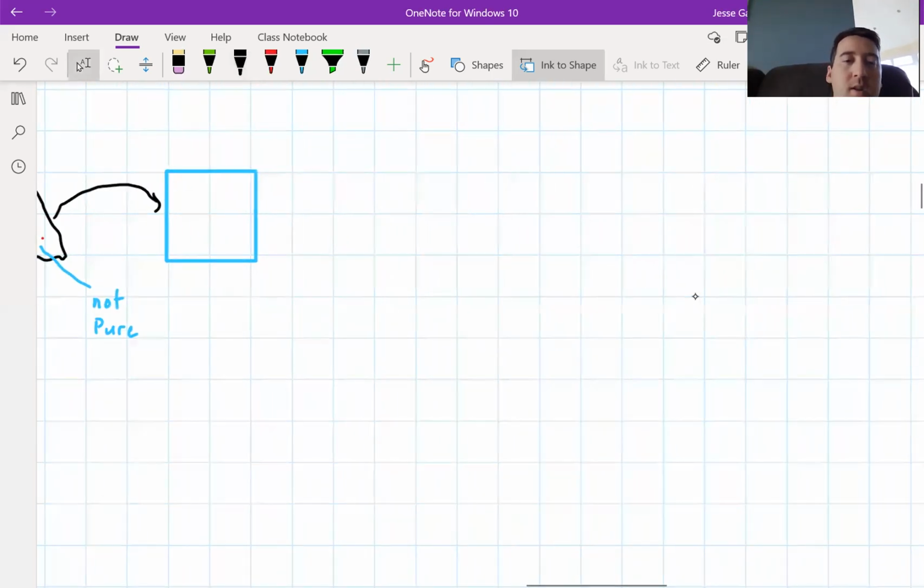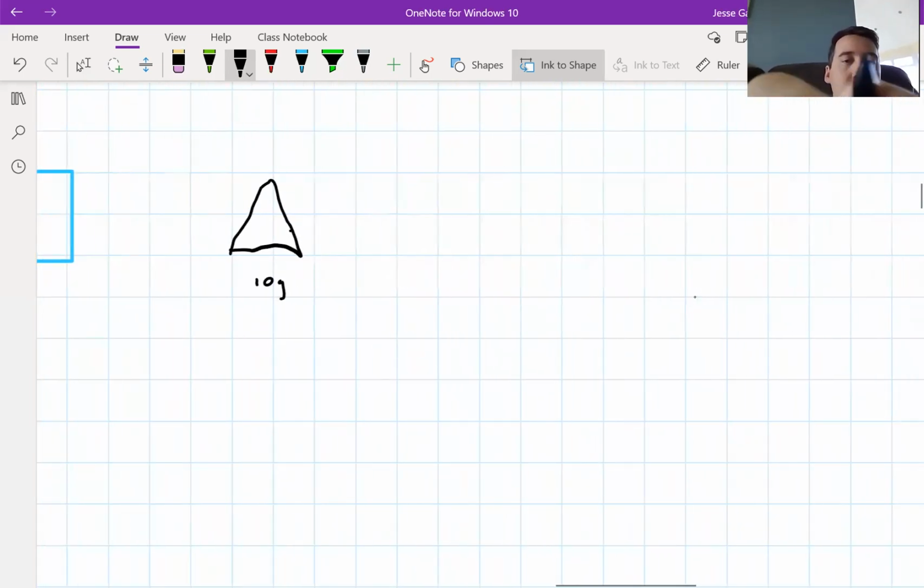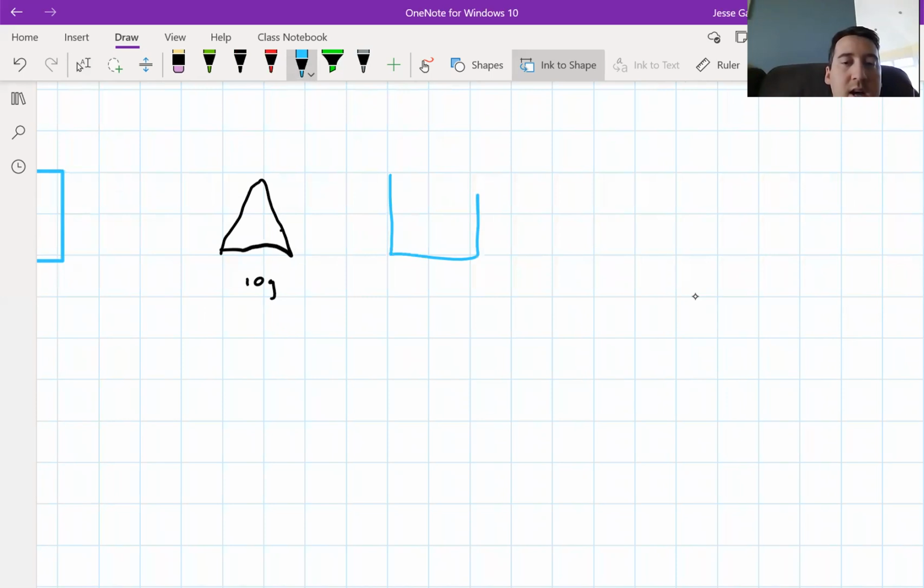All right, let's look at another example. I probably should have started with this one. Here I have a pile of solute. I've weighed it out and I've got 10 grams and it's pure. There's nothing else mixed in with it. That's good. But then I go to add it to my water.